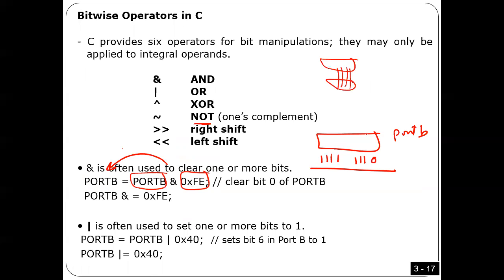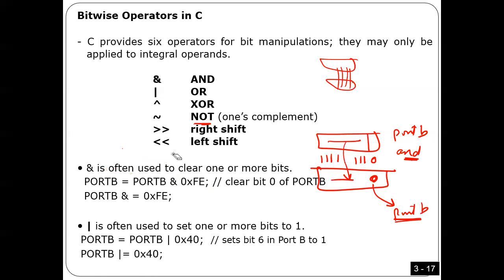So you know what this one is going to do? Okay, so here you are going to do the AND operation. This one is going to put 0 here, and because this one is 1, no change. It's going to come to here, and this result is going to go to port B. Okay, guys? Is that clear?